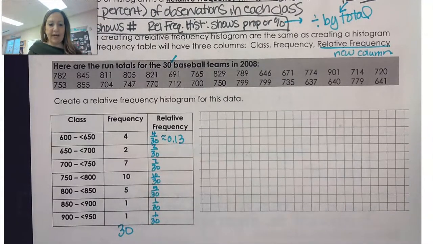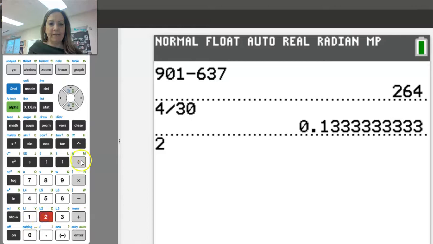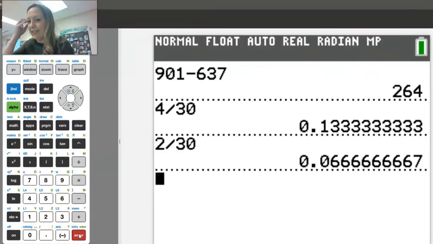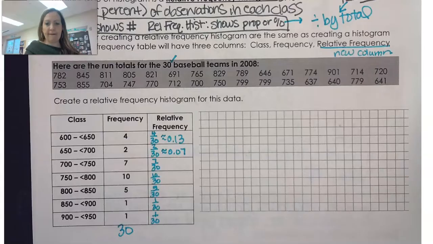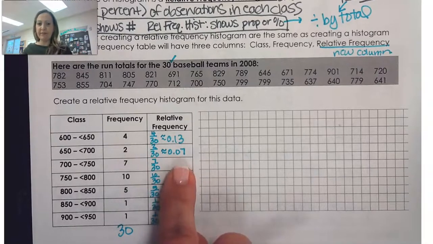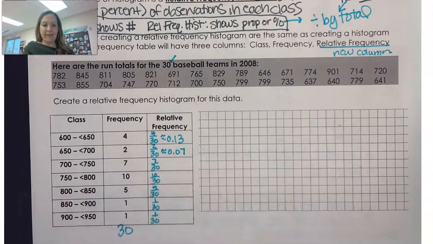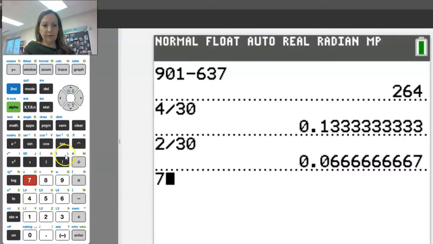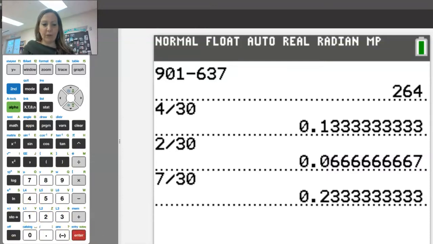If I take 2 divided by 30, should be half of that. So that gives me about 0.07. Please be careful rounding. Do not chop off decimals or you're not going to have a total that's close to 100% or 1. Okay. So that's going to be 0.07. Now I want to take 7 out of 30. So that's about 0.23.